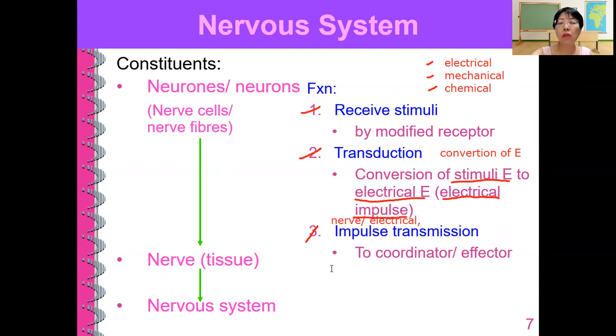So these are the 3 functions of a neuron. Number 1, receive stimuli. Number 2, transduction. After transduction, it created electrical impulse. So number 3 is the transmission of the electrical impulse along the neuron.